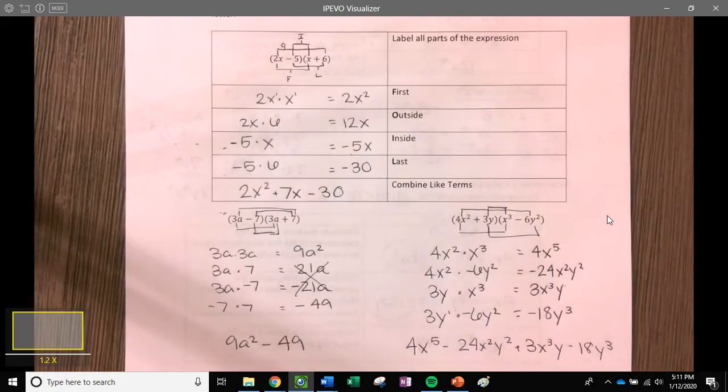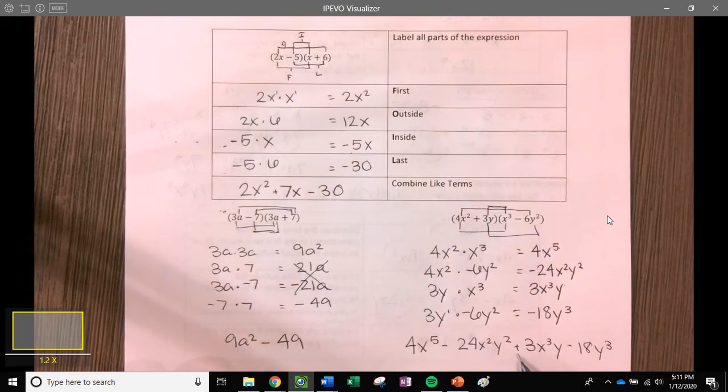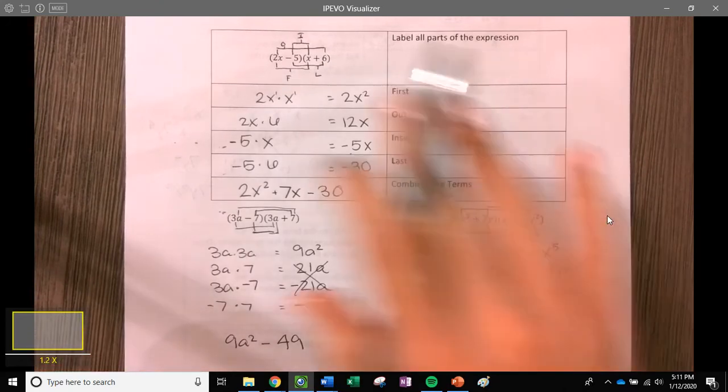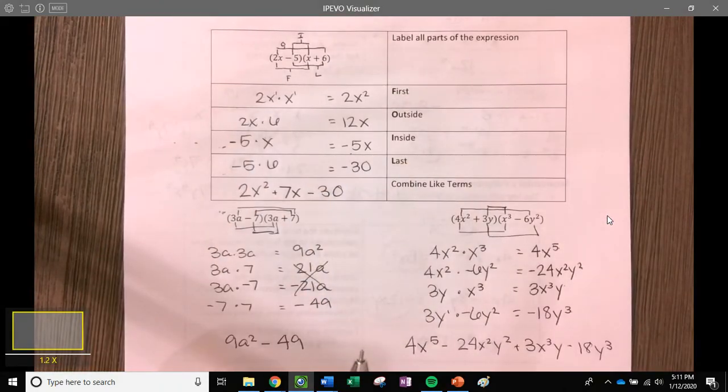Not a very pretty answer, but that's okay. We got it done. Can't combine any of that because nothing is the same in terms of the variables and their exponents. So that's our final answer. Those are 3 really different examples, and you'll definitely see all 3 types of problems in practice as well as on the SOL. So make sure you're familiar with all of these different possibilities.